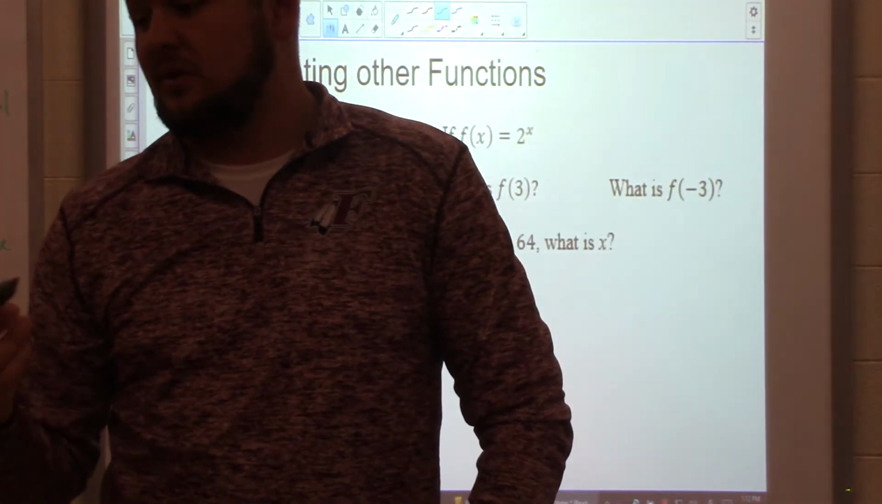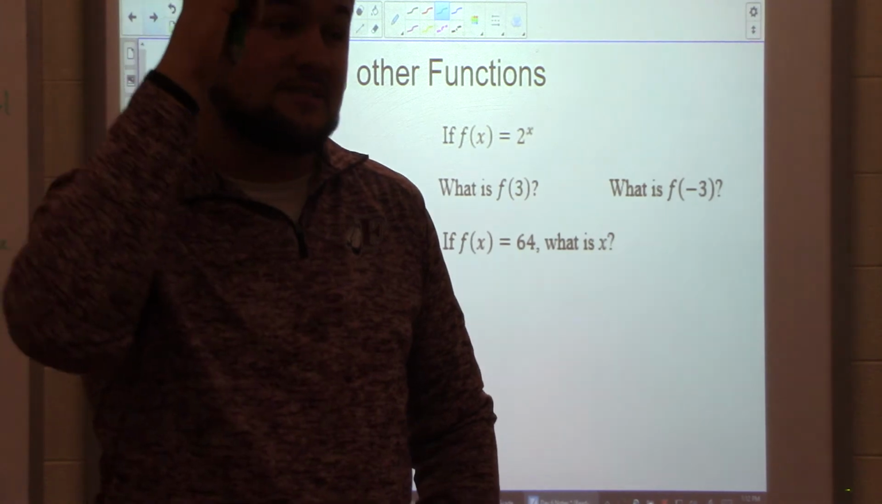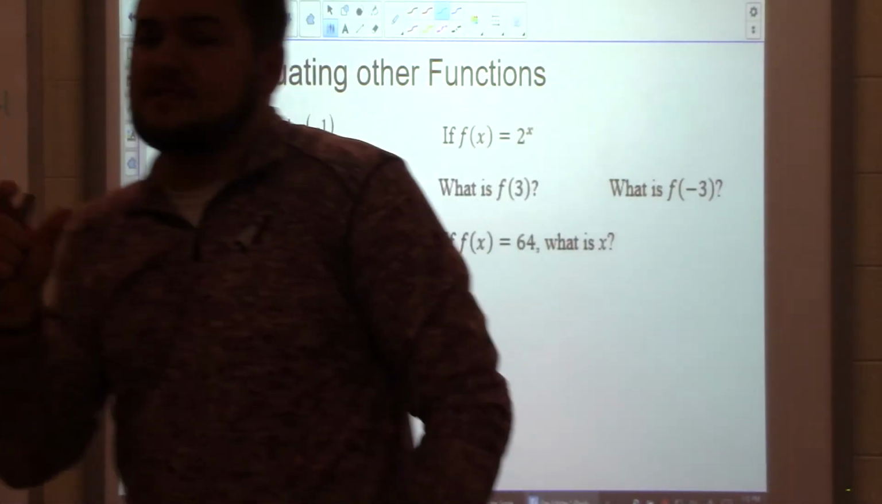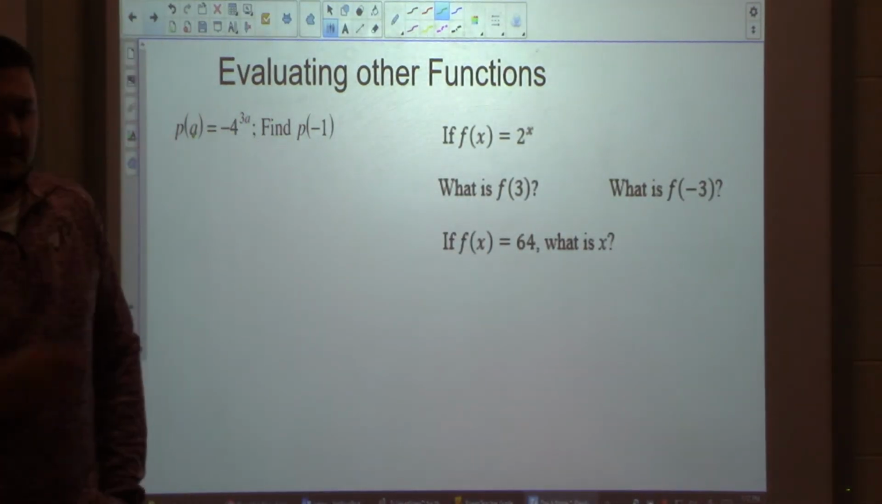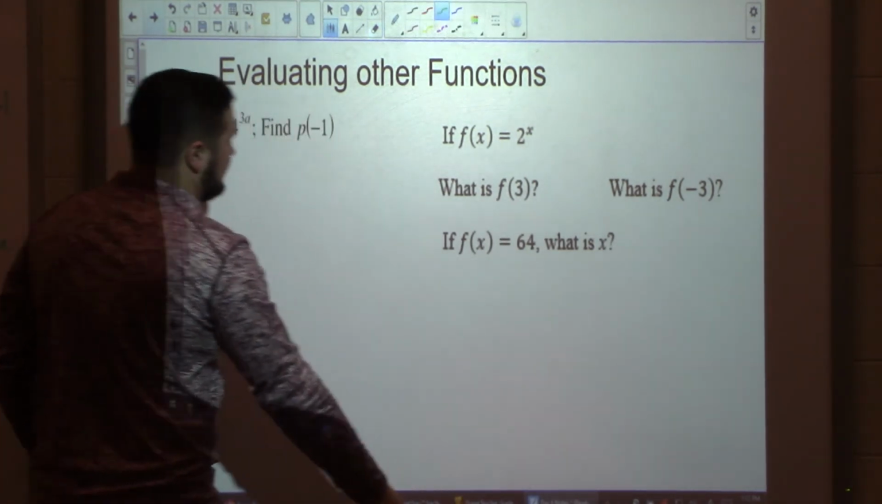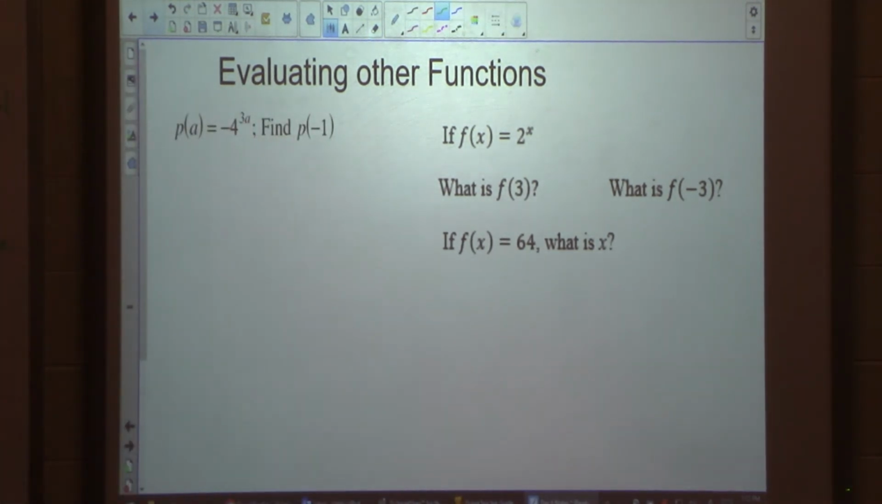And that's going to be important later on when we deal with f of x and g of x in our composite functions unit. We're going to deal with multiple functions at the same time. Alright? But it's basically a variable, it's labeling it with a certain letter. So this one, p of a equals -4 to the 3a power. Find p of -1.